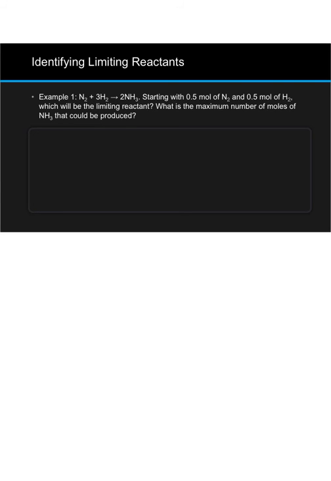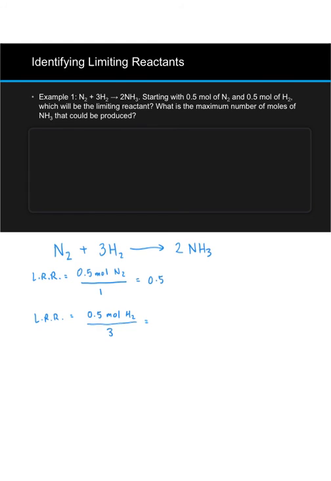Well, here we're given moles explicitly and a balanced reaction too. We can figure out the limiting reactant ratios for our reactants directly. For nitrogen, the limiting reactant ratio takes the number of moles of it, 0.5 moles, divides by its stoichiometric coefficient, 1, a limiting reactant ratio of 0.5. For hydrogen, the limiting reactant ratio takes the starting number of moles of it, again 0.5, divides by its stoichiometric coefficient, 3, for a ratio of 0.17.